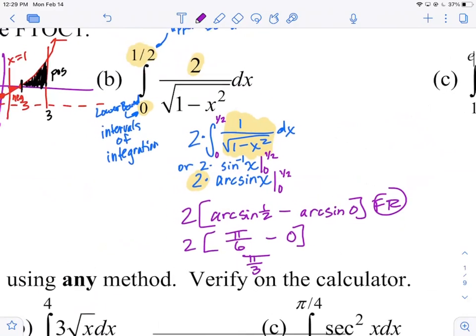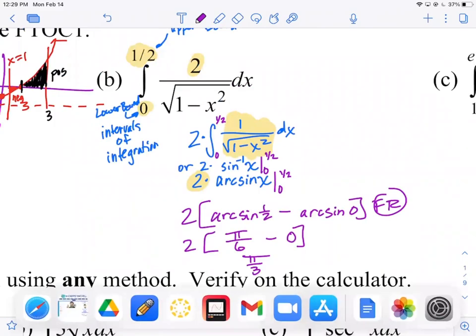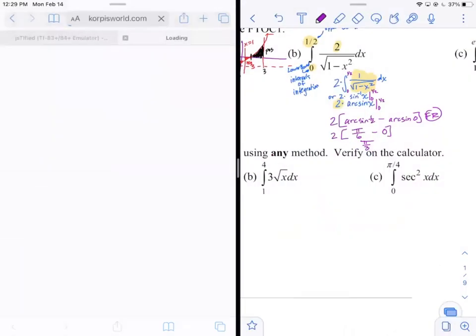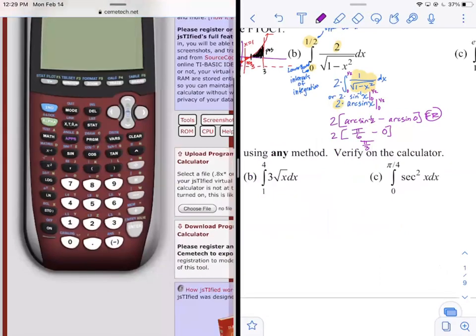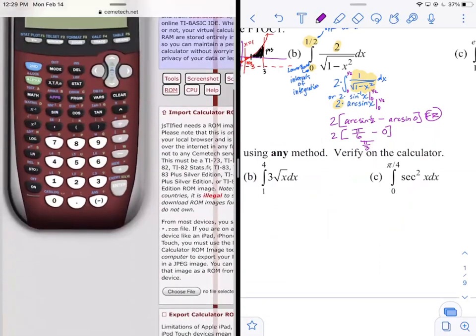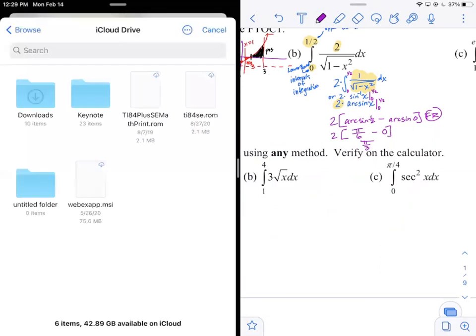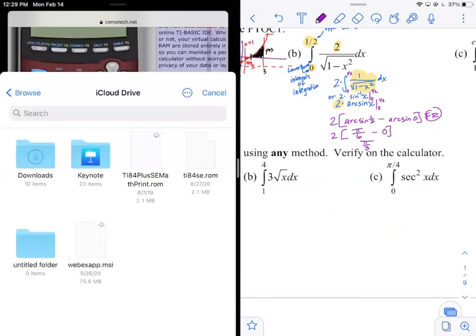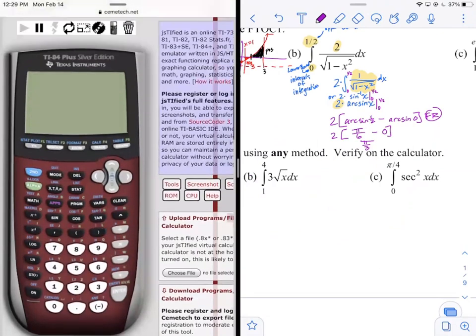All right. Does the calculator know that? Let's see. What's nice about being able to express something as a definite integral is that your calculator is a number crunching machine. And if you can set anything up as a definite integral, your calculator can evaluate it. Oh no, it's downloading the ROM. Okay, from the iCloud. It worked, good.